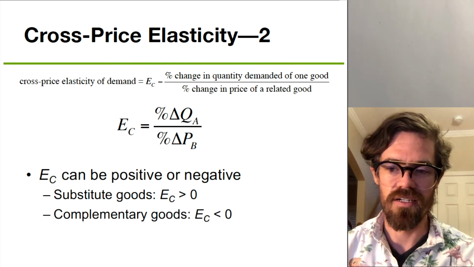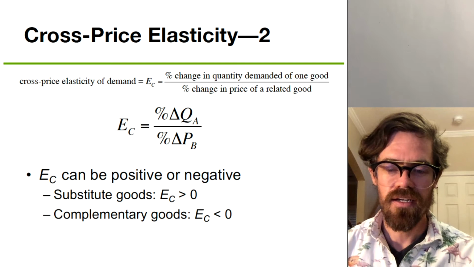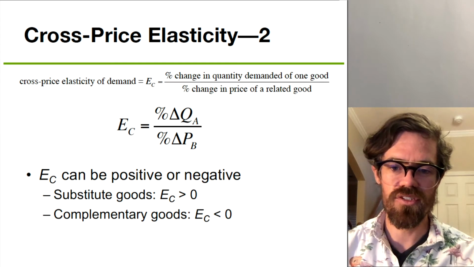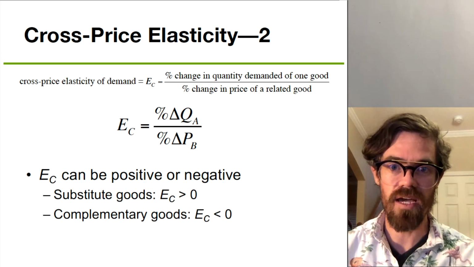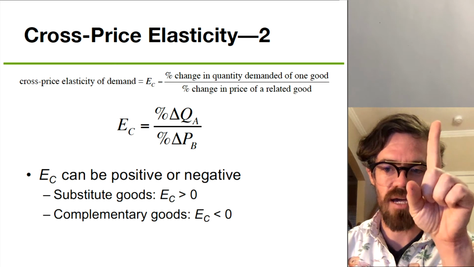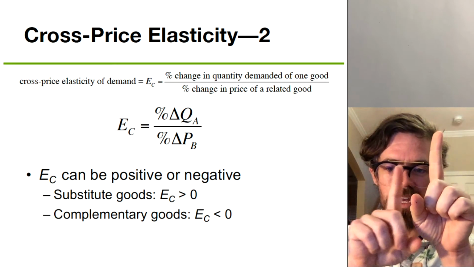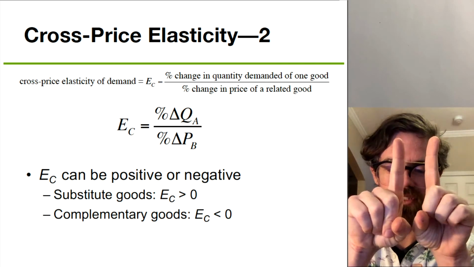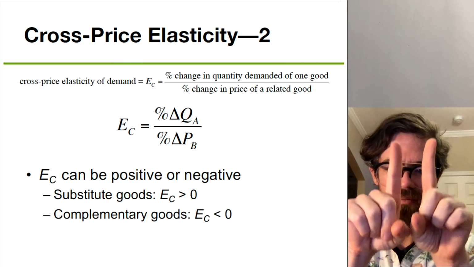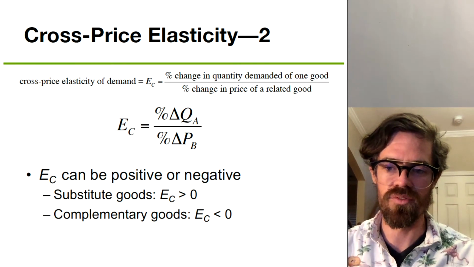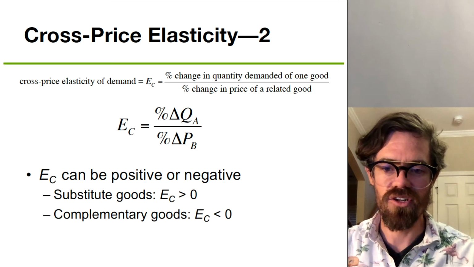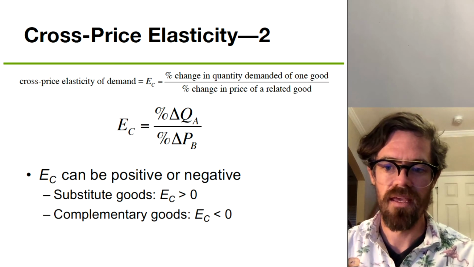So again, some recapping here. Recall that for substitutes, let's think of two substitutes, Coke and Pepsi, when the price of Pepsi goes up, the quantity demanded of Coke goes up. So substitutes, the price and quantity demanded move in the same direction. And in terms of our cross-price elasticity, that would result in a positive number. So if we have a positive cross-price elasticity, then that's telling us that the goods are substitutes.